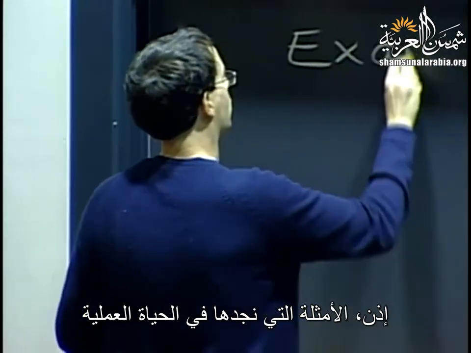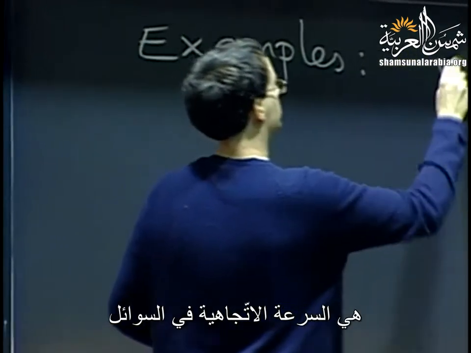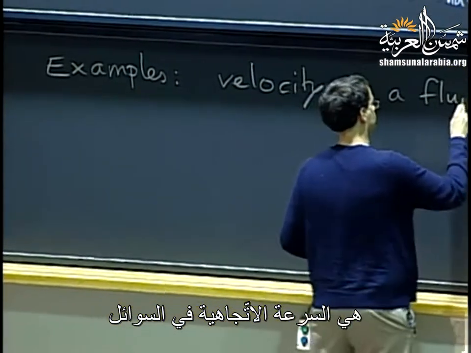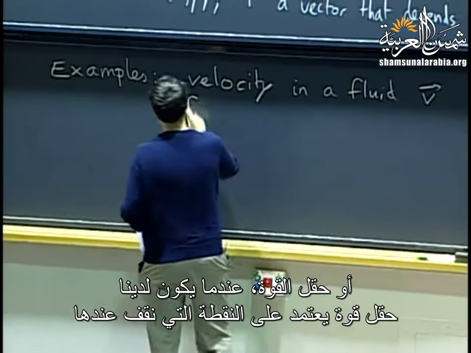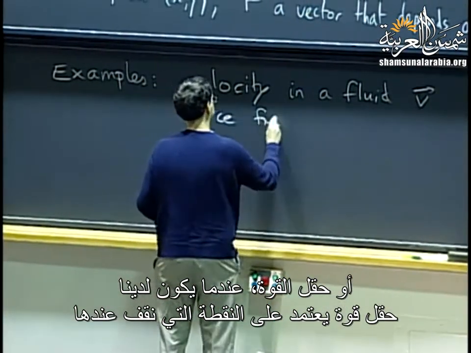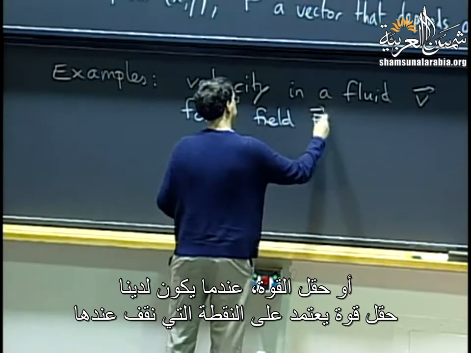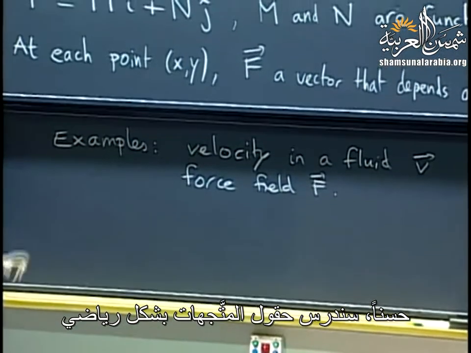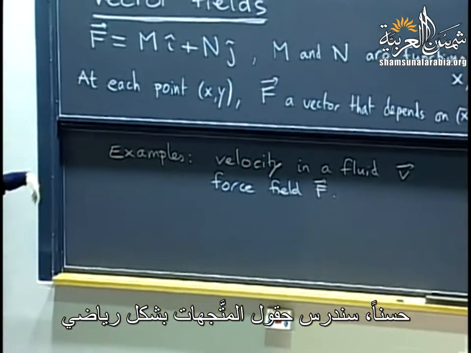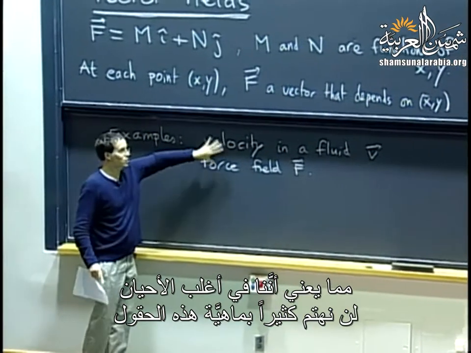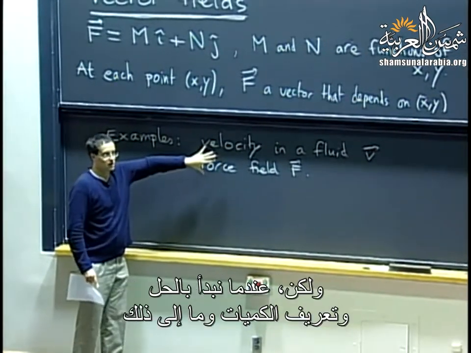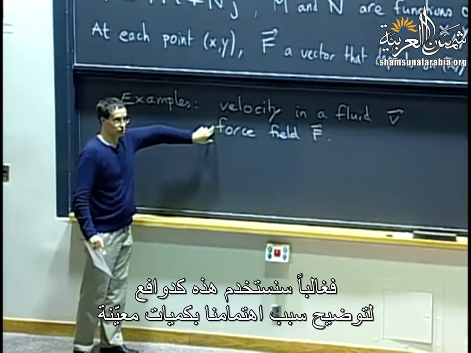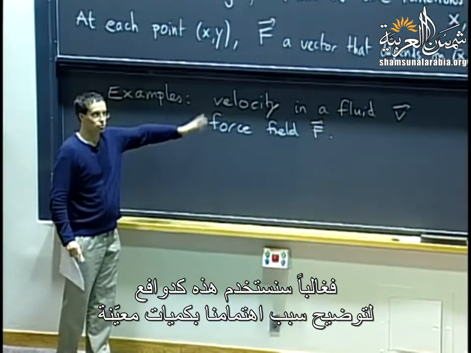So the examples from the real world are things like velocity in a fluid or force field, where you have a force that depends on the point where you are. So we're going to try to study vector fields mathematically, so we won't really care what they are most of the time. But as we explore with them, define quantities and so on, we'll very often use these motivations to justify why we would care about certain quantities.